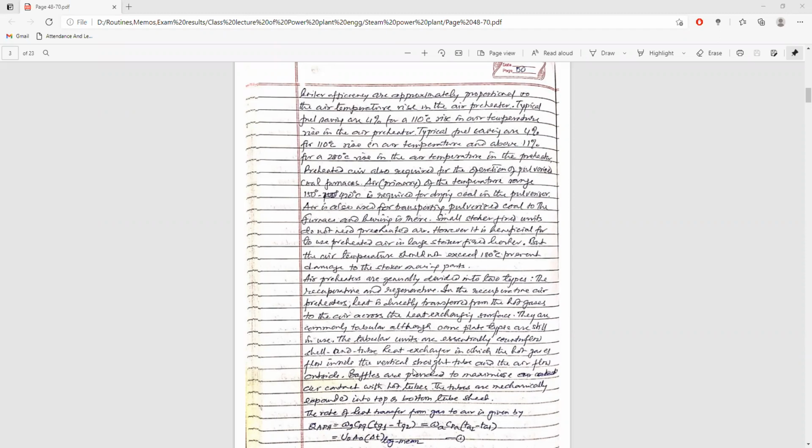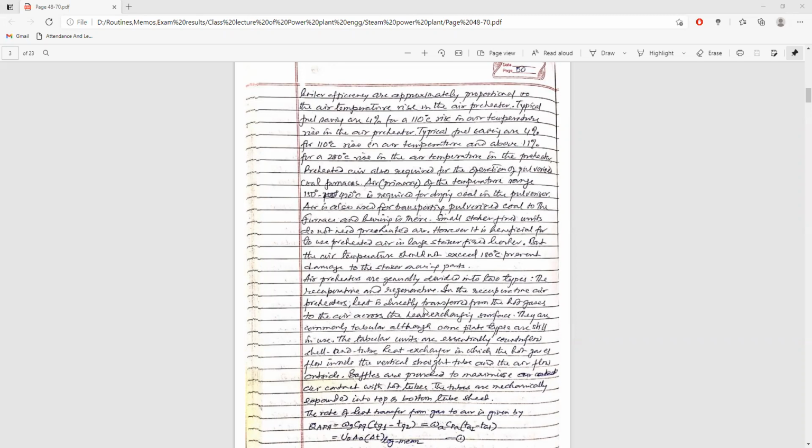So, we started air preheaters yesterday, which are generally divided into two types: the recuperator and the regenerative type. In the recuperative air preheaters, heat is directly transferred from the hot gases to the air across the heat exchanging surface. So, these are the two types, recuperative and regenerative air heaters.